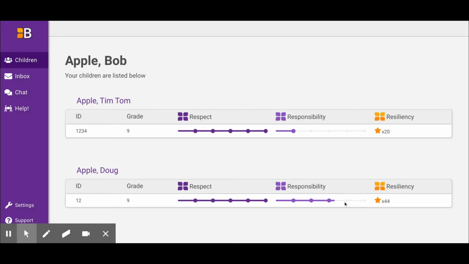So just keep in mind that one behavior logged is not an intervention. One behavior logged adds up towards an official intervention by the teacher or by the school.